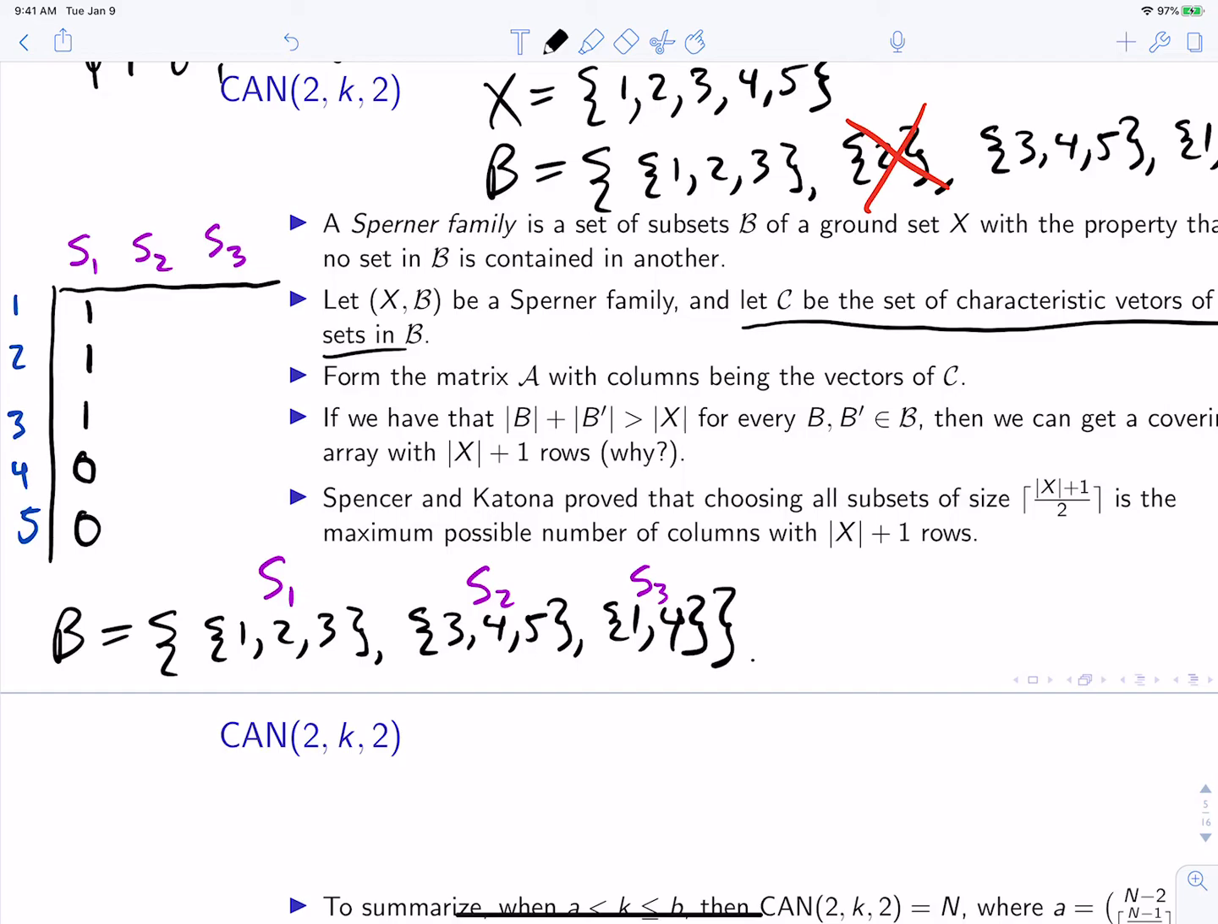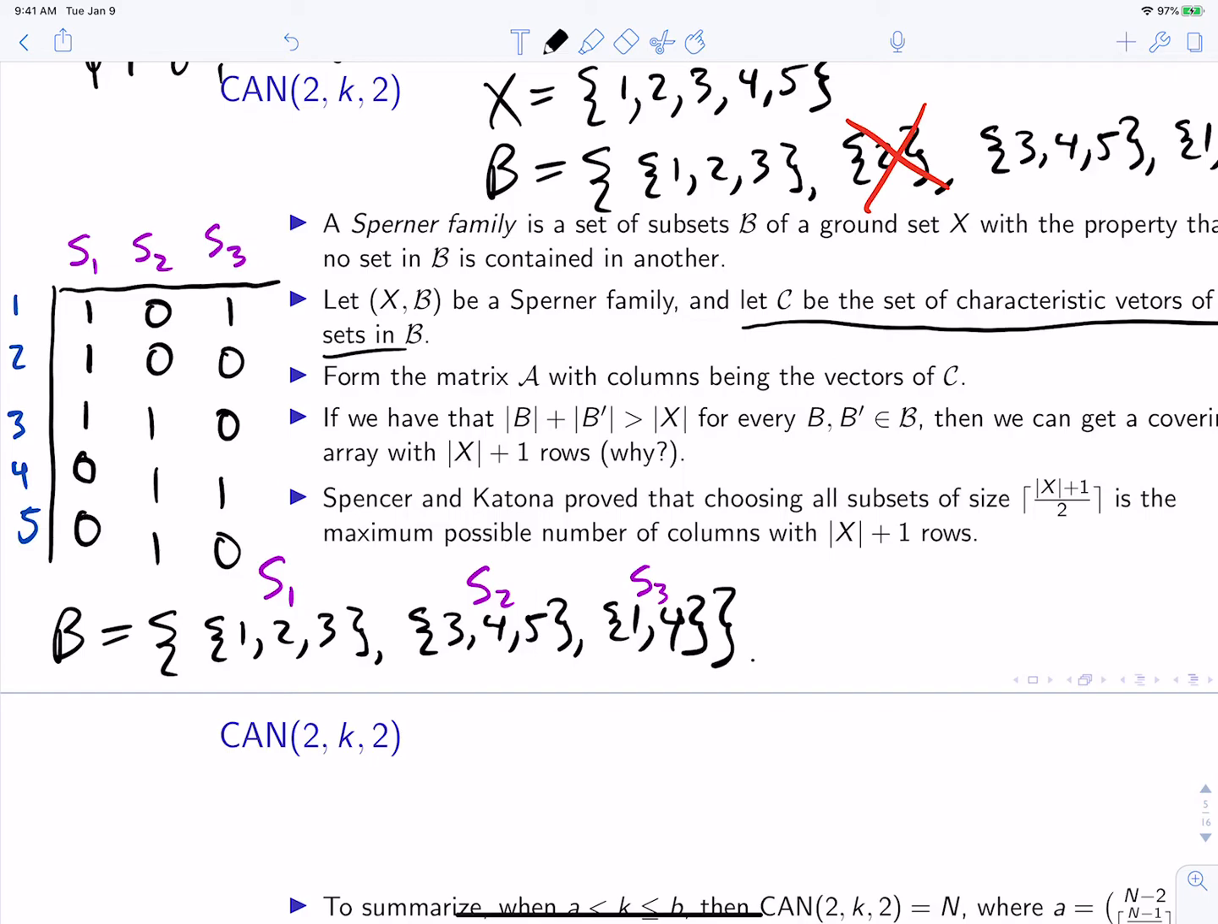For S2, what is the vector going to be? Just 0, 0, 1, 1, 1. Because 1 and 2 are not in the set S2, but 3, 4, and 5 are in the set S2. So I have 0, 0, 1, 1, 1. And then for the set S3, what will it be? 1, 0, 0, 1, 0. Okay?